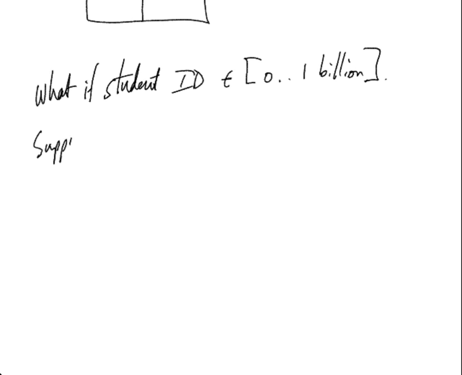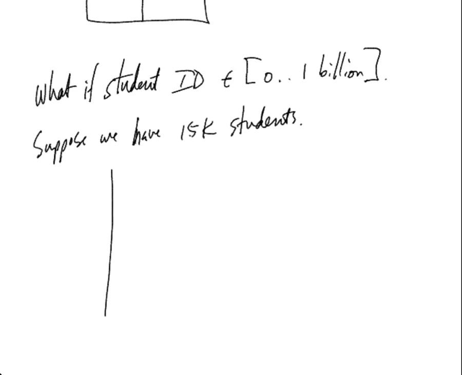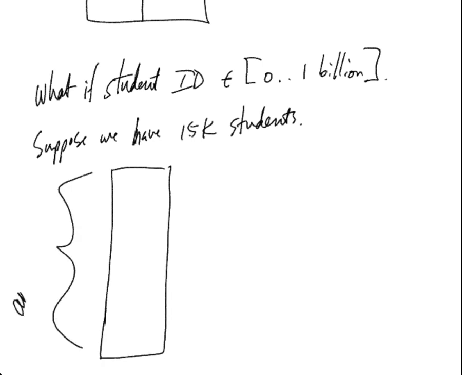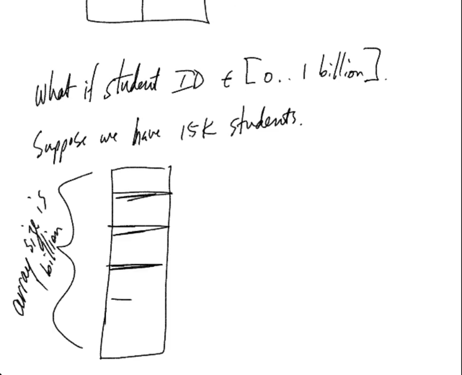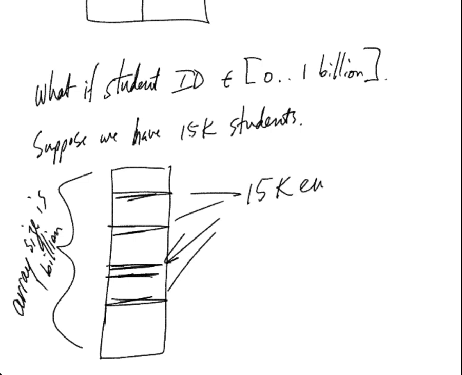Suppose, furthermore, we have 15,000 students initially in the system. Then the array size is 1 billion. That's a big array. And we have maybe 15K entries.